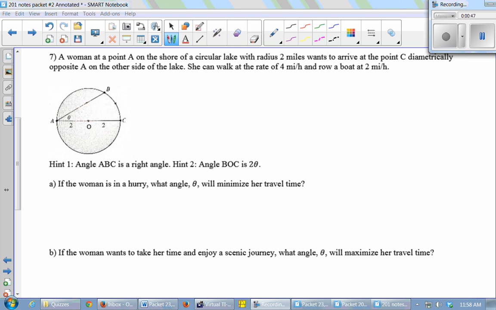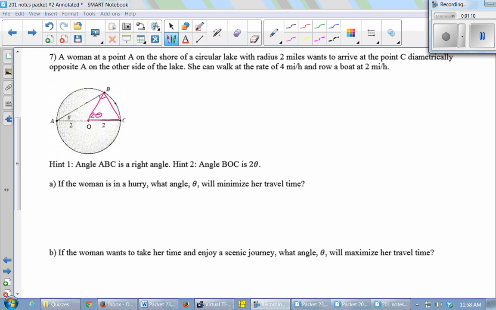It says angle ABC. So if I draw that in, we've got a right angle. And angle BOC, that's this angle here, is 2 theta. So those two pieces of information come from theorems in geometry. Maybe you remember them, maybe you don't, but that's why we gave them as hints.